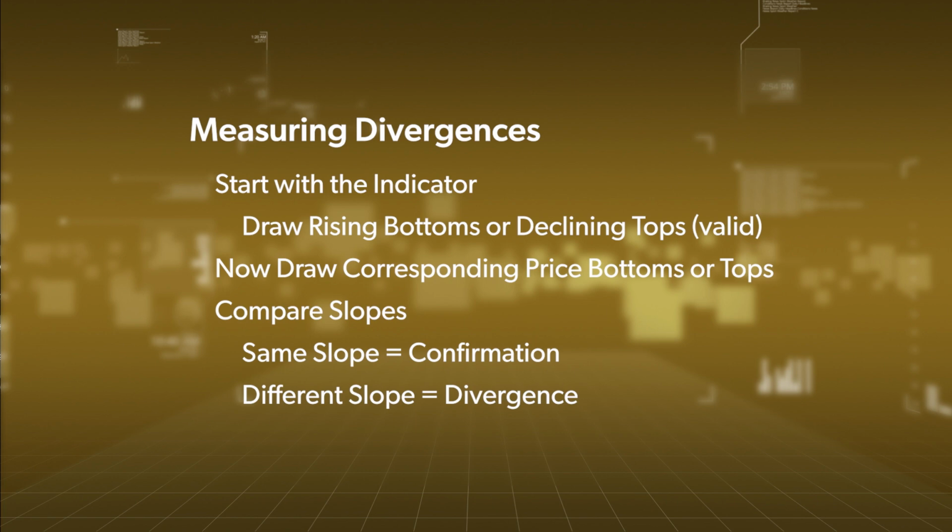You then compare those slopes. If it's the same slope, if they're both going up, that would be a confirmation of that trend, or the rising trend. So the same slope, you're talking about a confirmation. If you get a different slope, now you're looking at diverging lines, right? So that's when you get the divergence.